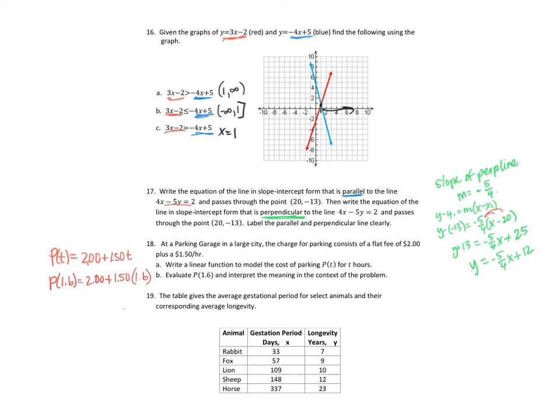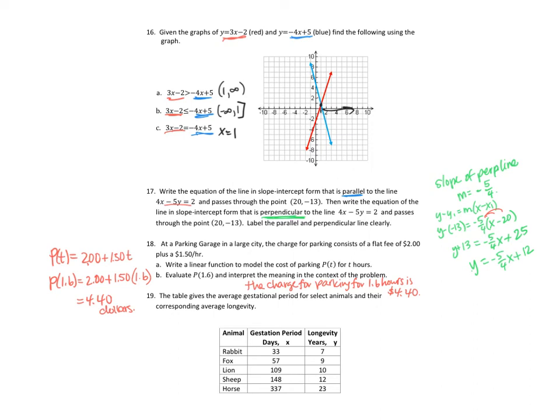And so I get 4.4. And the units of that, again, the P gives me the charge, right? So the units of that are dollars. And so what is the meaning of that? So that is the charge for parking for 1.6 hours is $4.40.